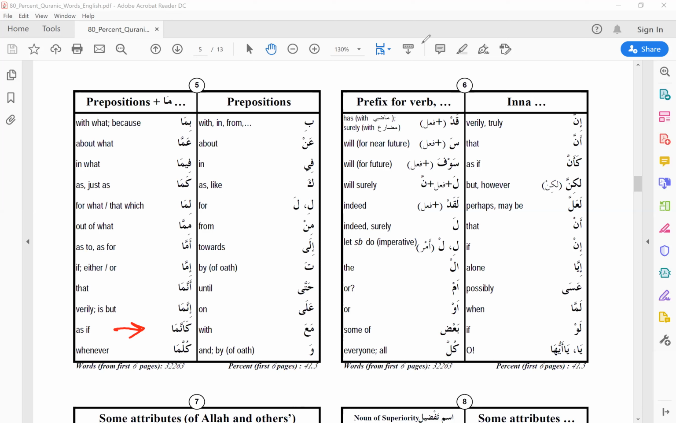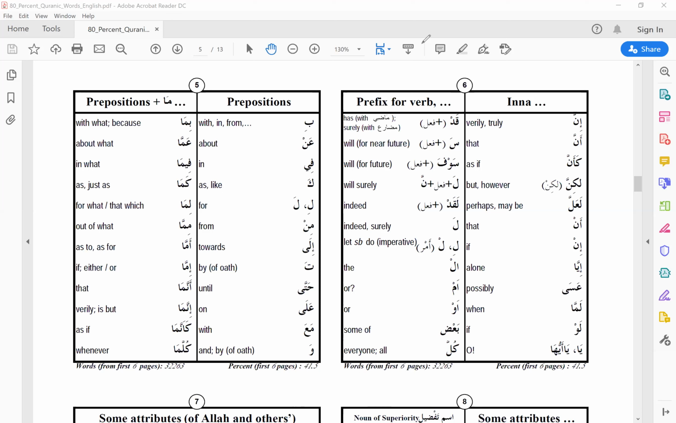كلما, whenever. This is a really easy one. So كلما, every time such and such happens. كلما is composed of كل and ما. كل means every, right? So every, ما would mean what? So every whatever, every when, every time. So now we have these decomposed items here and there.